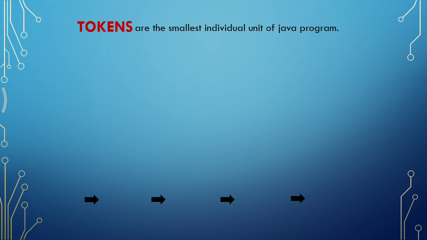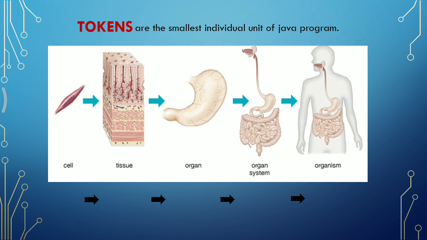Tokens are the smallest individual unit of our program. Like in human physiology, we have the cell. A set of cells makes a tissue, a set of tissues makes an organ, a set of organs makes an organ system, and a set of organ systems makes an organism.